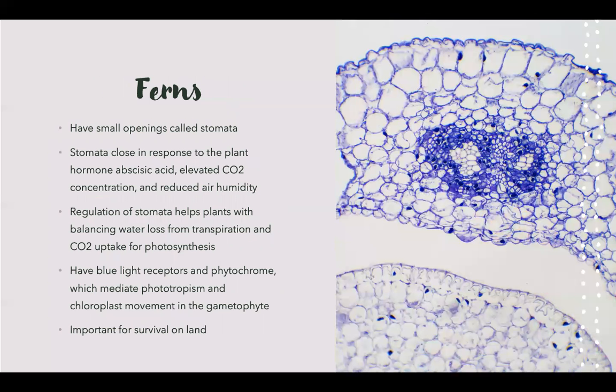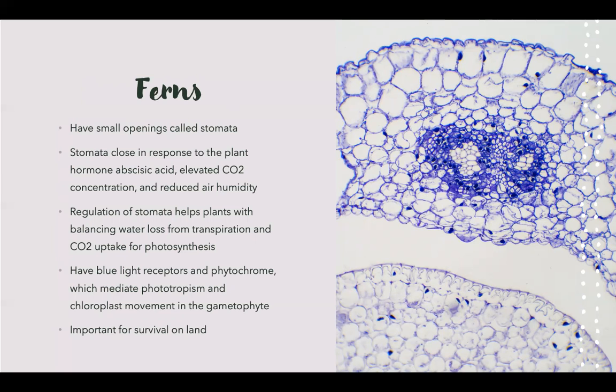So ferns have small openings called stomata, which you can see in the photo. The stomata close in response to the plant hormone abscisic acid, elevated CO2 concentration, and reduced air humidity. The regulation of stomata helps plants with balancing water loss from transpiration and CO2 uptake for photosynthesis.